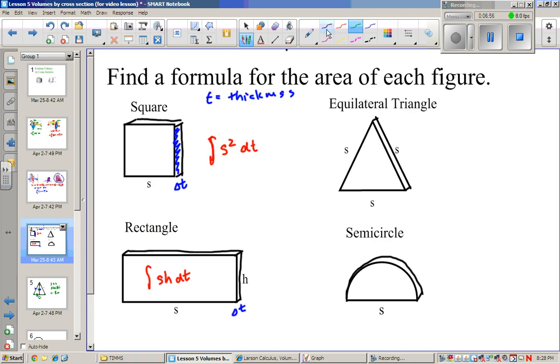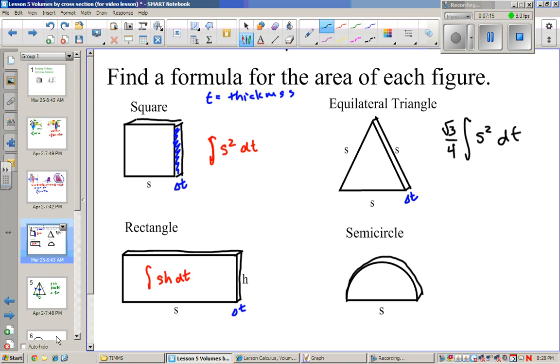Now in addition to that, we're going to add a thickness. So our thickness again is going to be delta t. And so our formula when we're integrating a series of equilateral triangles is root 3 over 4 outside, it's our constant, the integral of s squared dt.